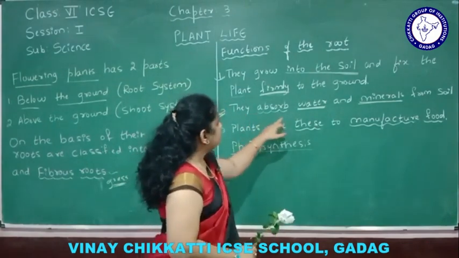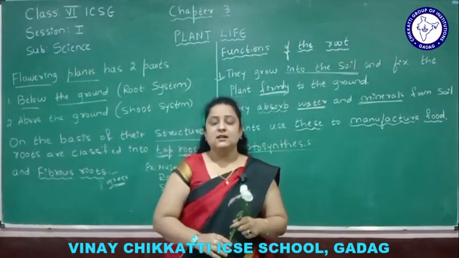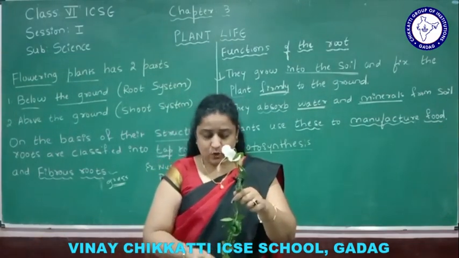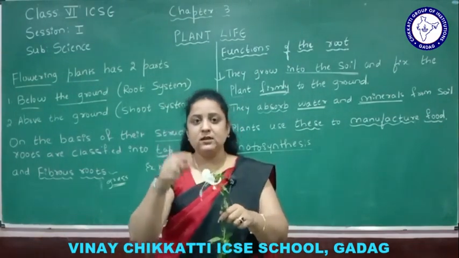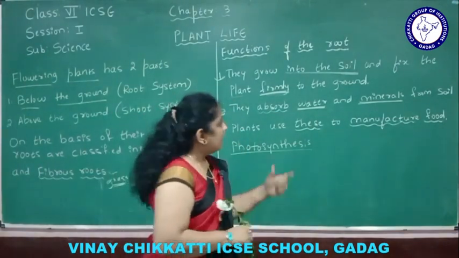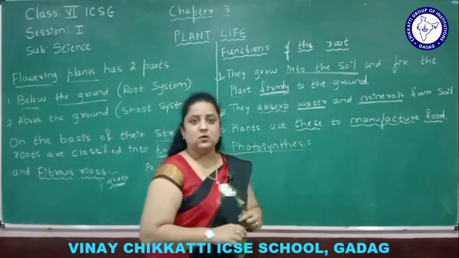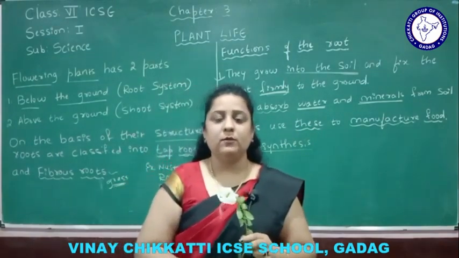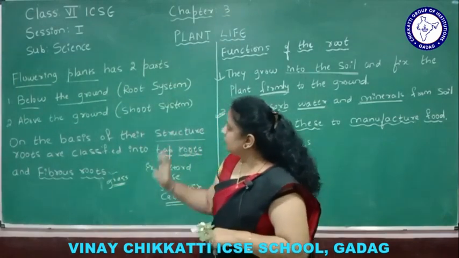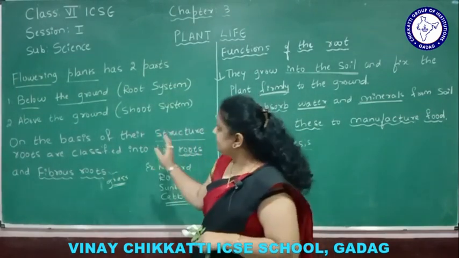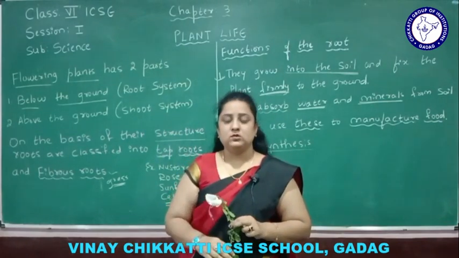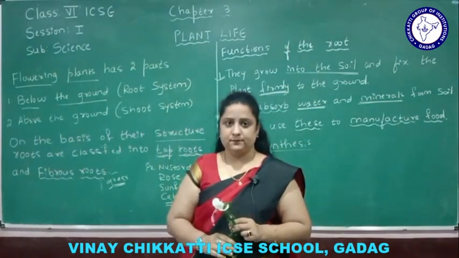Second one, they absorb water and minerals. As soil has minerals, water also has minerals. That is being absorbed through roots and passing to different parts of the plant. And those minerals and water are used to manufacture or to synthesize food for performing various functions. So this is about the root system. The parts which are present below the ground. Root is present below the ground, so it is called root system.